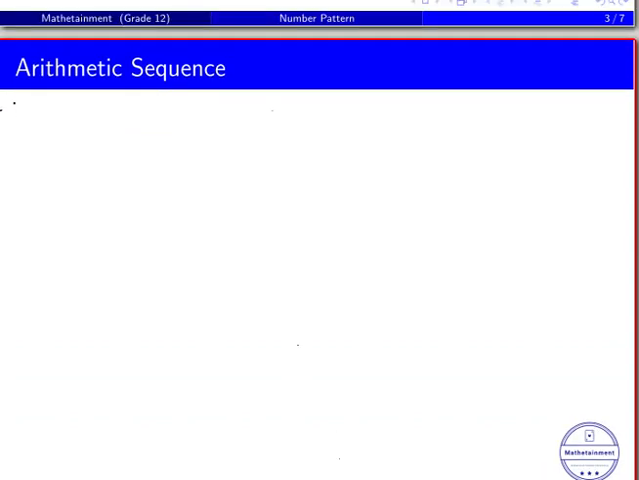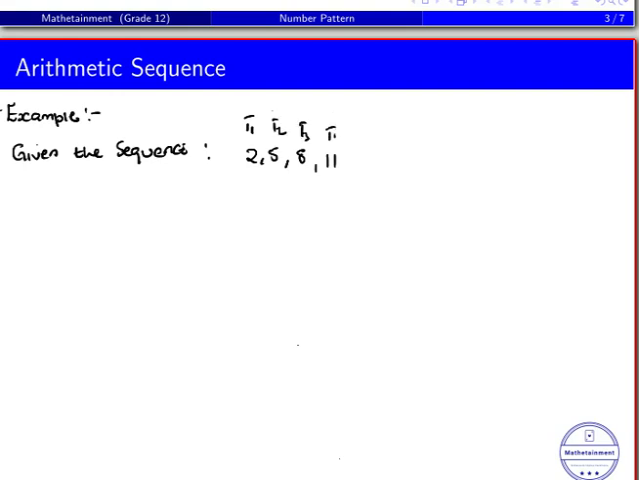Let us have our example. Here you are given the sequence. Your sequence is 2, 5, 8, 11. Let me say we have 4 terms. So your term number 1, your term number 2, your term number 3, and your term number 4.